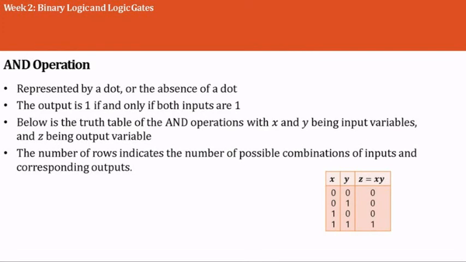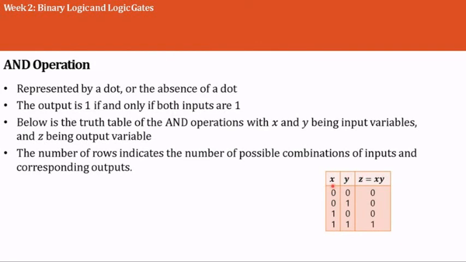Okay, so let's start with an AND operation. This operation is represented by a dot or by the absence of an operator. The output is 1 if and only if both inputs are 1. Below is the truth table of an AND operation with X and Y being the input variables and Z being the output variable. The number of rows indicates the number of possible combinations of inputs and corresponding outputs.